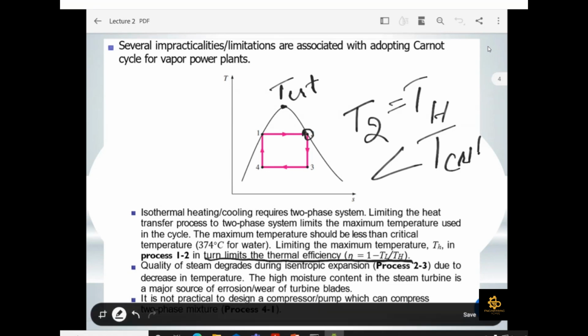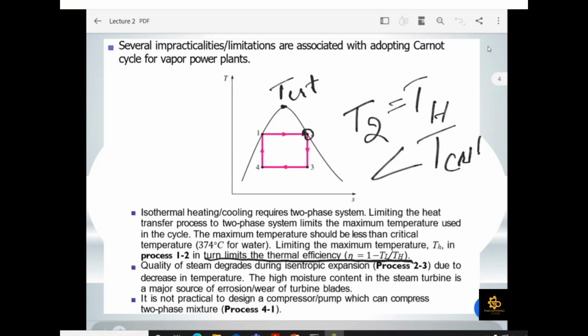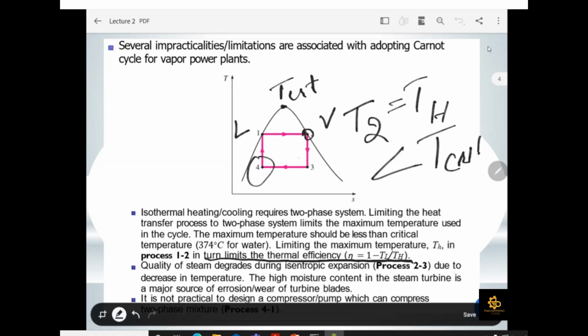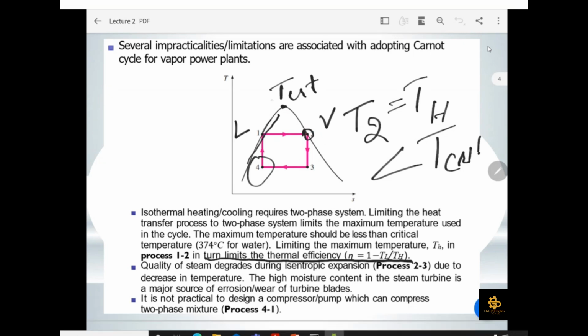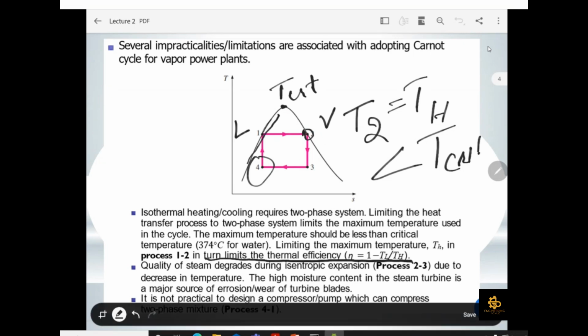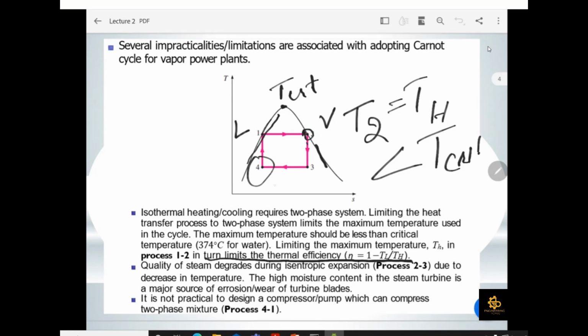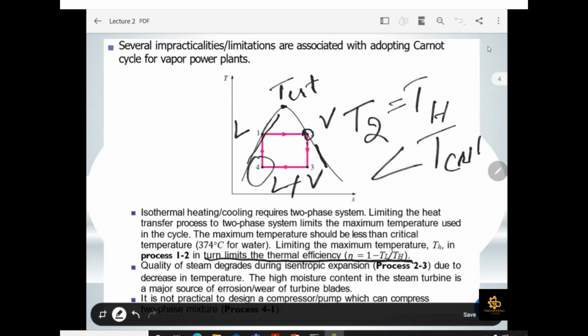And then, most importantly, is your 4 to 1. If you see 4 to 1, which is your compressor or the pump, that point lies in, first of all, I think you all have the knowledge that this is your compressed liquid state, this is your superheated state. On the dome, these are the saturated liquid, these are the saturated vapor, and inside this is the liquid and vapor two phase. So point number 4 lies in your two phase region.